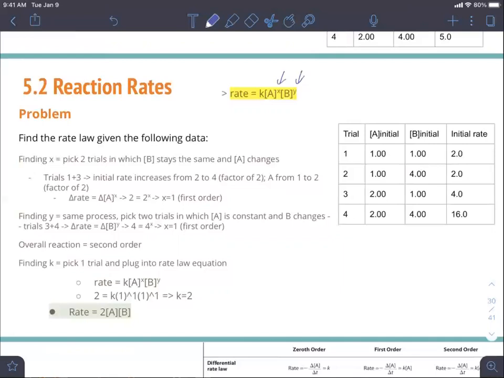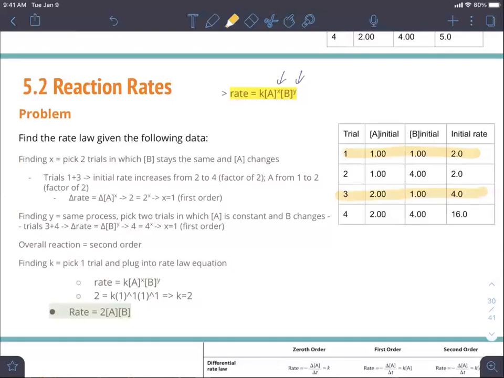So firstly, we need to find x. And x is the exponent for the concentration of A. So what we can do here is find 2 trials out of the 4 trials we are given in which A changes but B stays the same. So right now we can pick trials 1 and 3. You can see that A changes from 1 to 2 but B stays at 1.